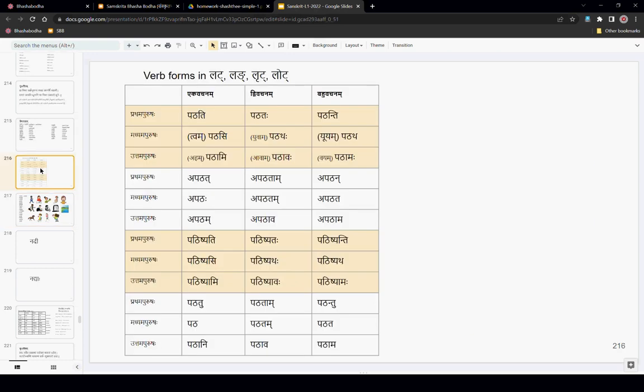Each row, for example, here, each row indicating Purusha and each column indicating Vachana. Prathama Purusha, Madhyama Purusha, Uttama Purusha row. Now this table here, just a quick glance at different forms of a Kriyapadam Patati in different kala.